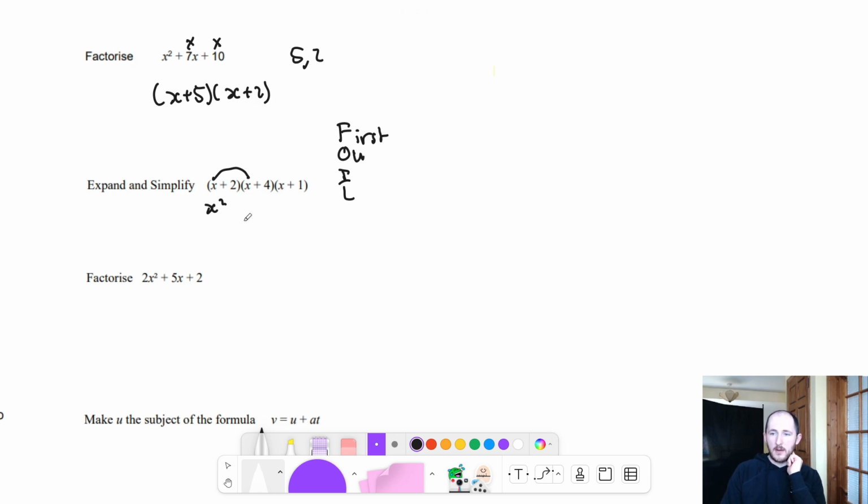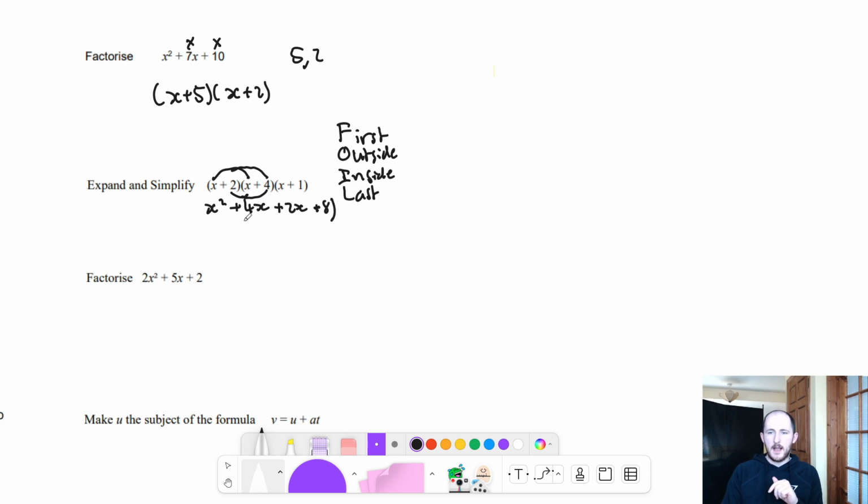O stands for outside, so you're going to multiply the things that are on the outsides of both brackets, so that's x times 4, which is 4x. I stands for inside, so you multiply the two terms on the inside of the bracket, which is 2 times x, so 2x. And L stands for last, so you multiply the last two things in the bracket, which gives me 8. So can you see I've got 4 terms, as I said. Now, that's all you need for foundation, so now you can turn your brains off.